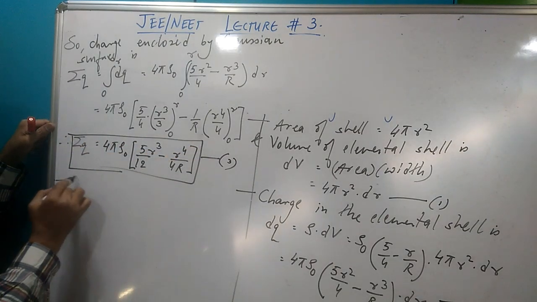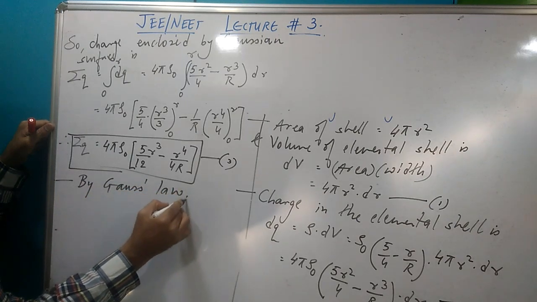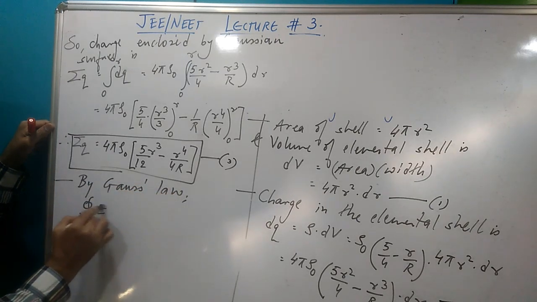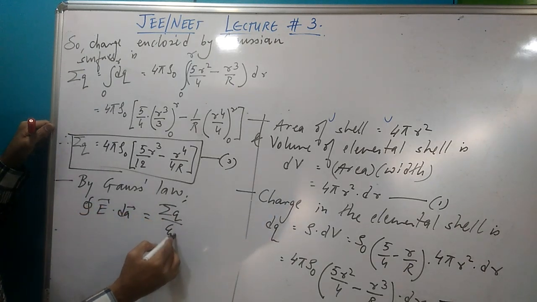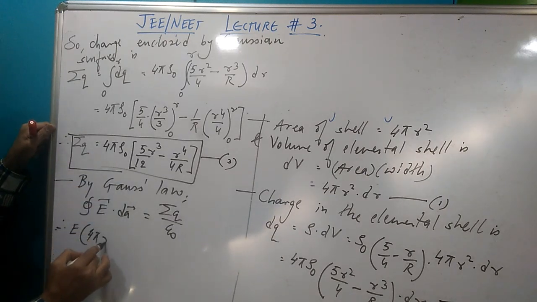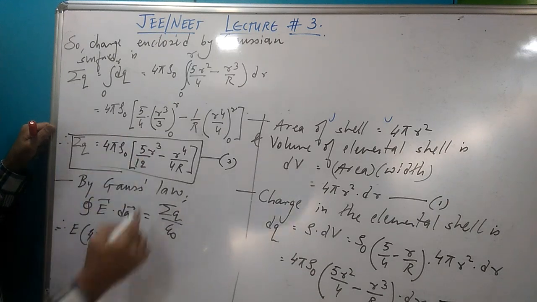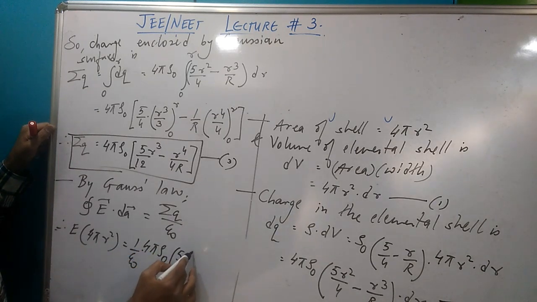And now time for the great Gauss's law. What is Gauss's law? Closed line integral E bar dot dA bar is sigma q by epsilon 0. So E into area of the Gaussian surface always remains same. In all the ages it was 4 pi small r square. And here is our sigma q, 4 pi rho 0. Be careful. Be absolutely careful.